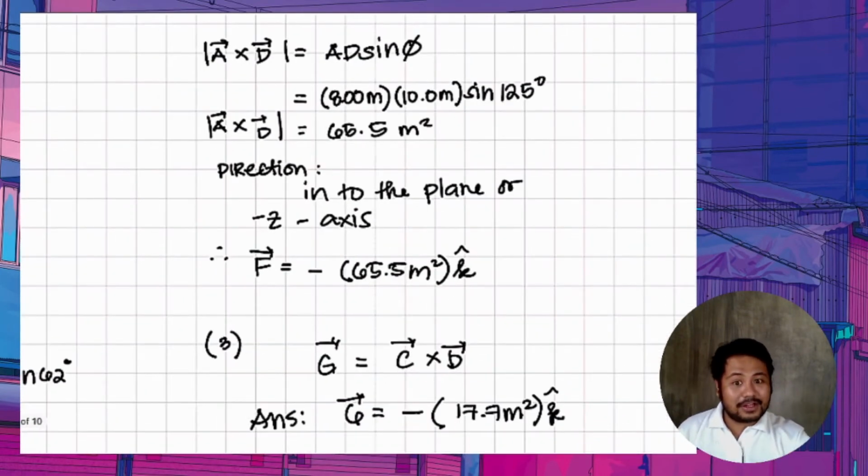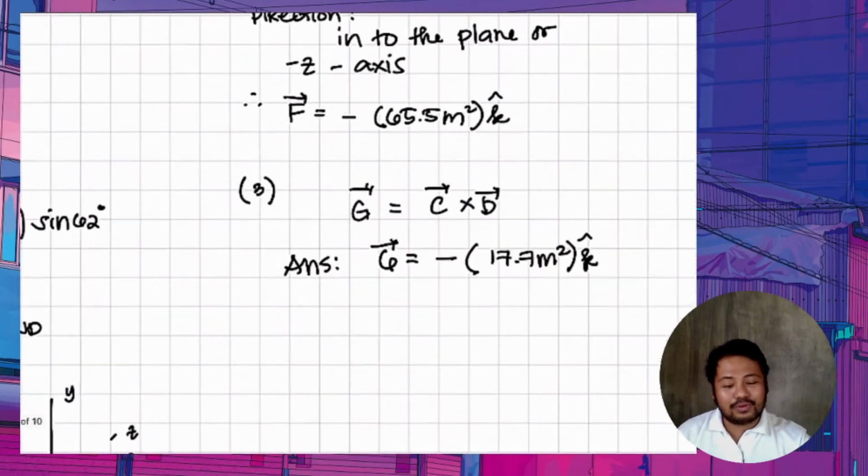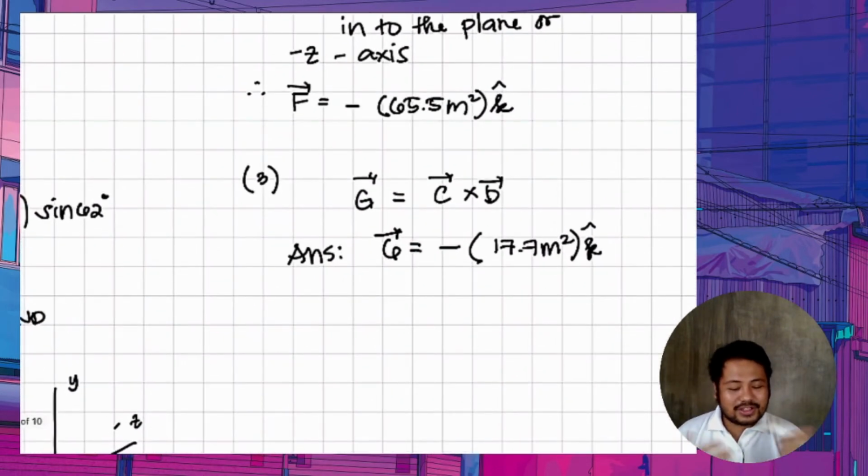Now for number 3, you have to look for vector G that is equal to the cross product of vector C cross D. So you can see the answer here is negative 17.7 meters squared k hat.